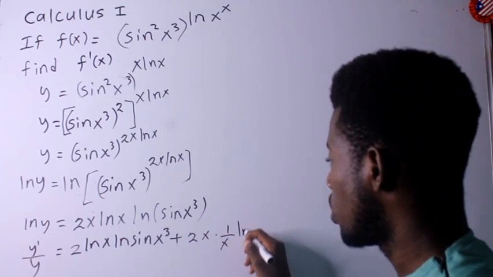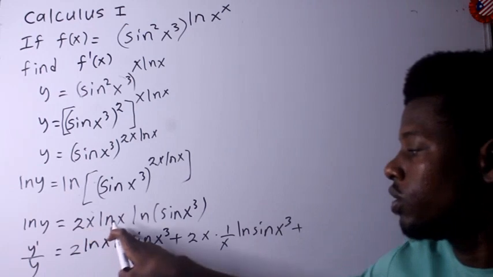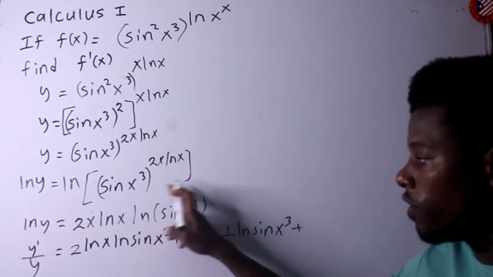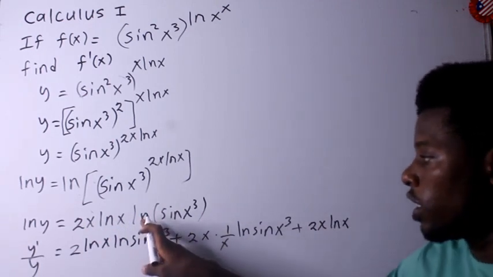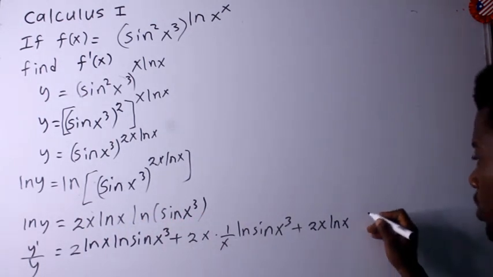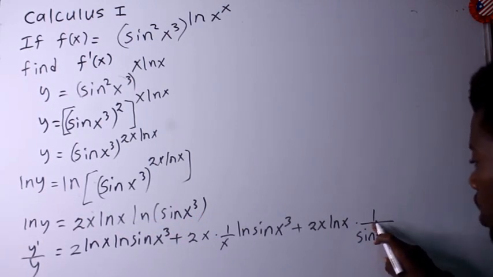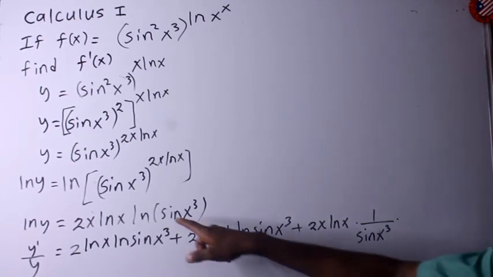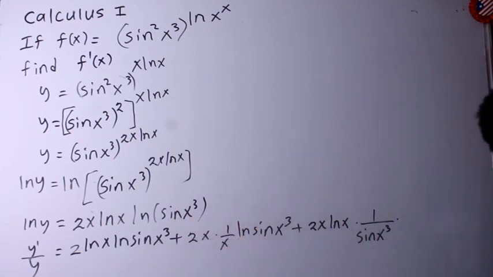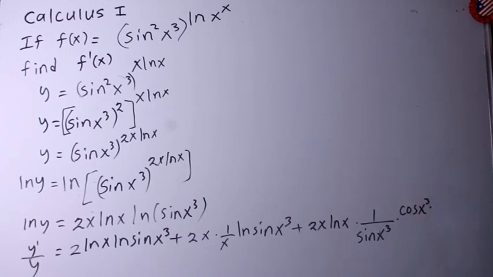And then you hold the ln of sin x cubed constant. And then you add plus. You hold these two functions constant now, and then you differentiate this one. So we hold 2x, the ln of x constant, and then we differentiate ln of sin x cubed. Now that's 1 over sin x cubed, multiplied by the derivative of sin x cubed. So the derivative of sin is cosine, so we have cosine x cubed. You multiply this by the derivative of x cubed, which is 3x squared.